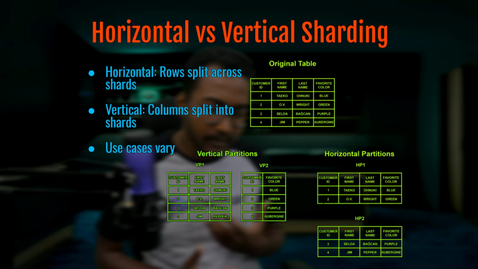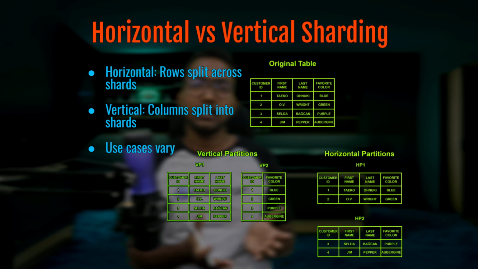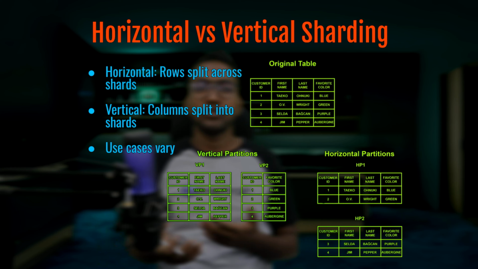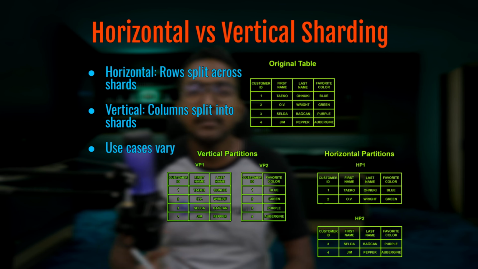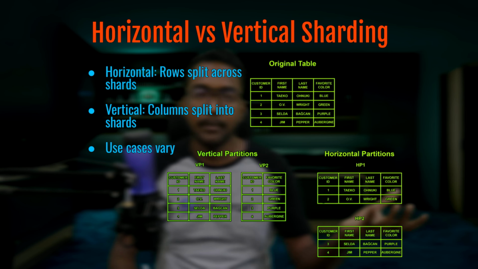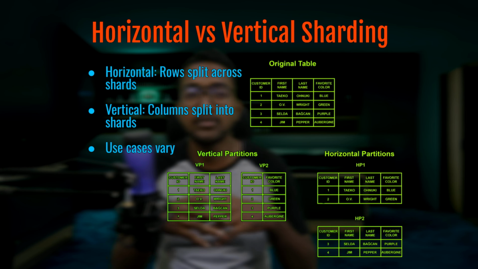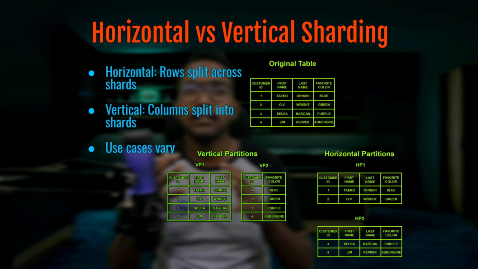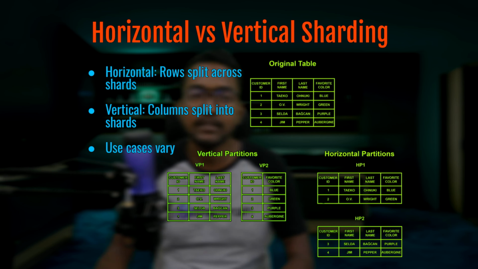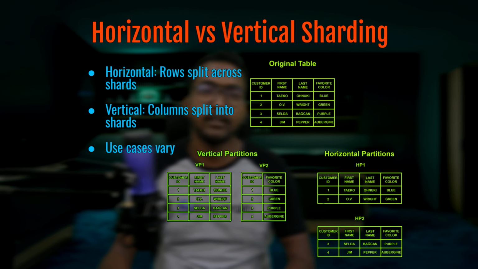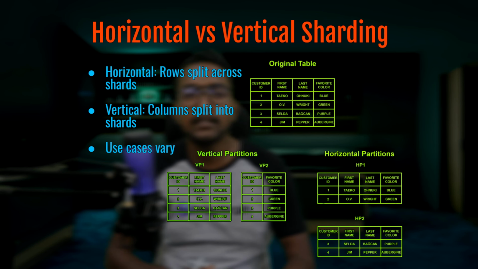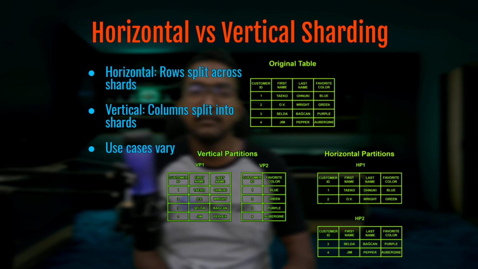Okay, let's dive into the two main types of sorting, horizontal and vertical, and discuss how each approach organizes and distributes data. Database sorting can broadly be categorized into two types: horizontal sorting and vertical sorting. Each approach addresses different needs based on how data is organized and accessed. Horizontal sorting involves splitting data rows into multiple sorts. Each sort contains the same schema, but the actual data differs. For example, consider a customer database with millions of users. In horizontal sorting, customers with IDs 1 to 1000 might go into one sort, 1000 to 2000 might go into another, and so on.